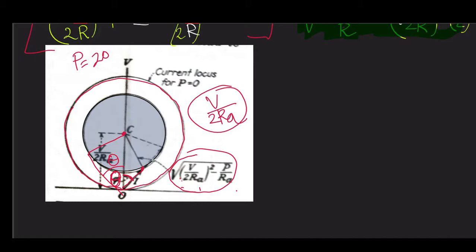Now what is the maximum value of power? P max will be when you will have this. See, the current value cannot become an imaginary number. So the smallest value of current will become when this will become 0. So that gives us the maximum value of power, that is limited by V square by 4RA.